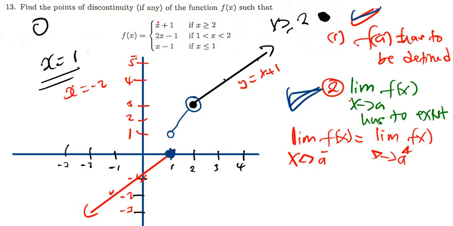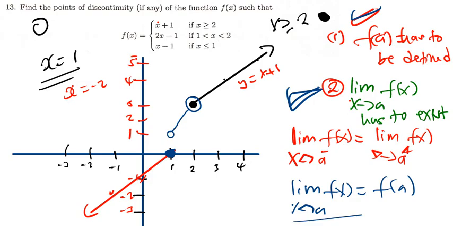then I'm going to conclude that the limit as x is approaching a of f of x is equal to f of a. Then the function is continuous at that point.